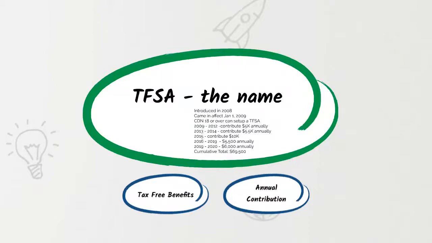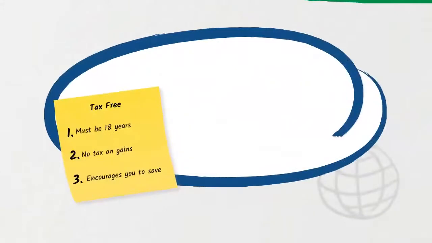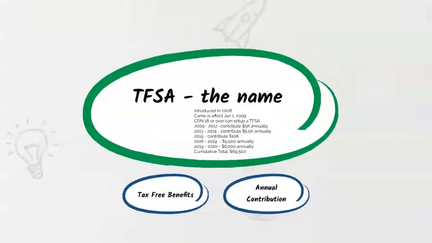The TFSA was introduced in 2008, came into existence in 2009, and what it does is it gives you a limit each year, and this is a limit that you can use to contribute and earn interest. The benefit of a TFSA is that there's no tax on gains. So if you're earning interest on this, there's no tax on gains, and the purpose of this is to encourage you to save. You must be 18 years or older to open a TFSA account.